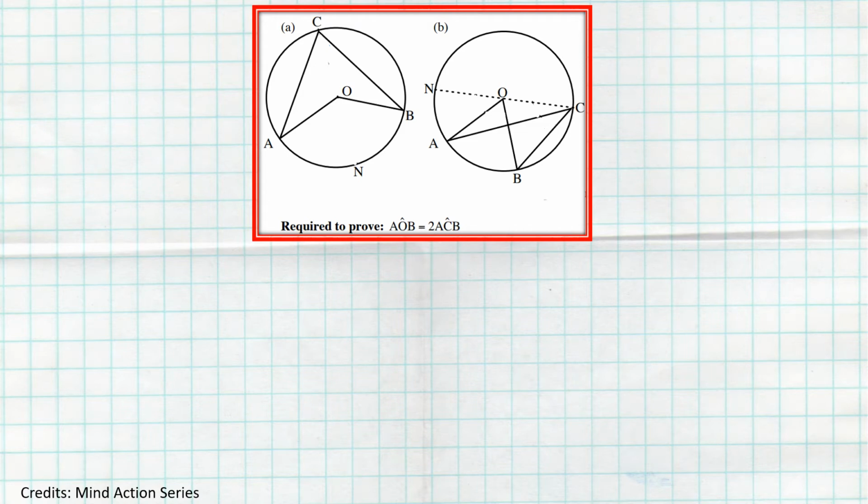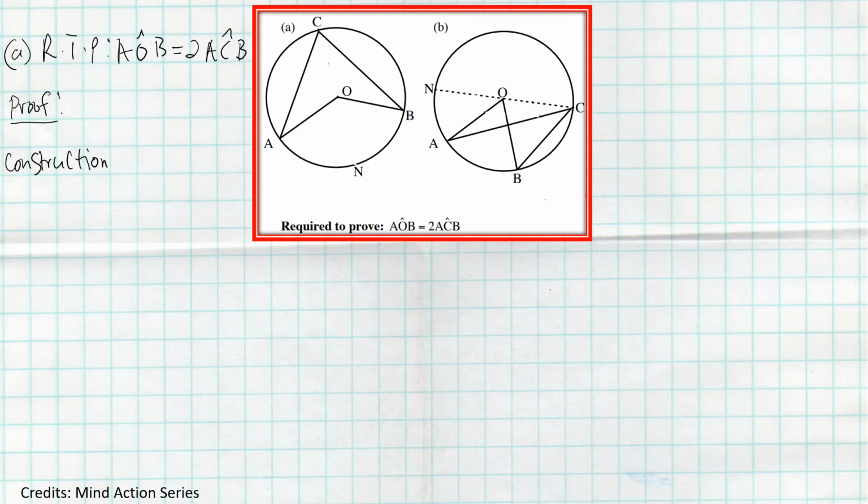Okay, so in diagram A, we are required to prove that angle AOB, this is the angle at the center, is equal to 2 times angle ACB, and this is the angle at the what? At the circumference. Okay, so when we want to prove, we're just going to write them. We want to prove now. We're going to start with construction. Very, very important, right? If we want to prove any theorem, you have to construct so that you can be able to prove it. Okay, so what's the construction now?